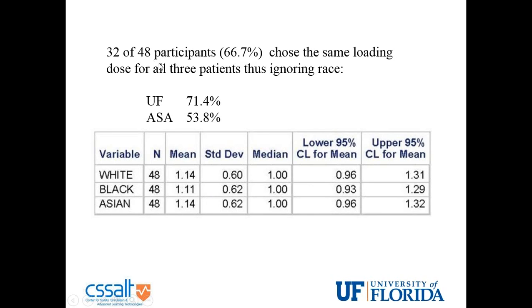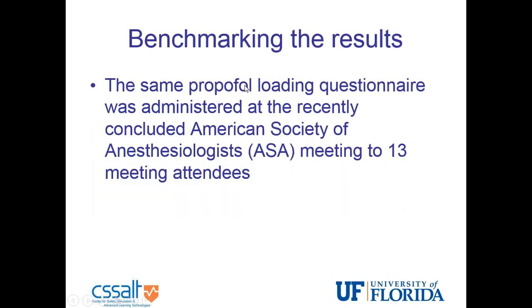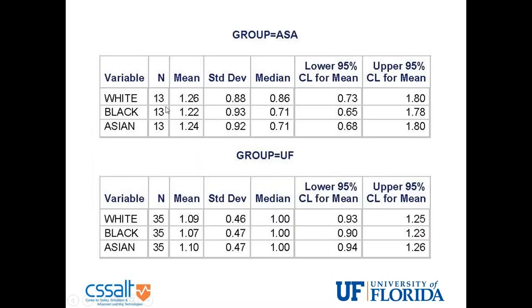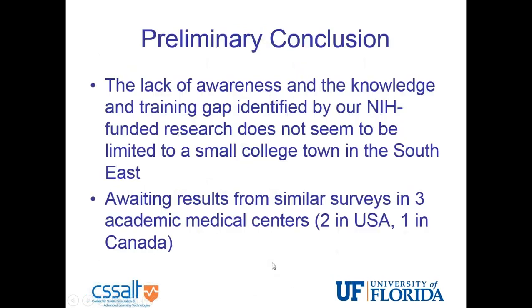So if you look, there were 48 participants, and the mean was very similar for what they gave as a loading dose, 1.14, 1.11, 1.14. And similarly here. So this is what we saw as far as the mean being very similar. That's the ASA group, 13, and the UF group was 35, so that's why we come to 48.